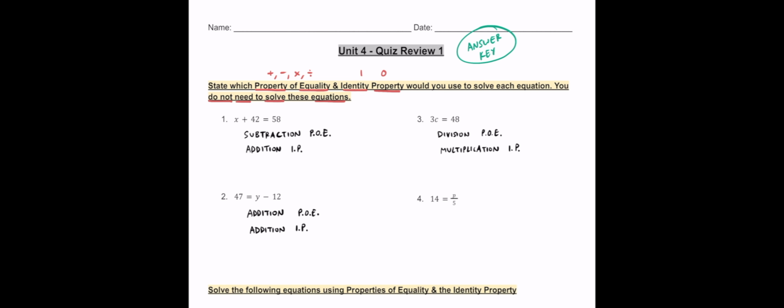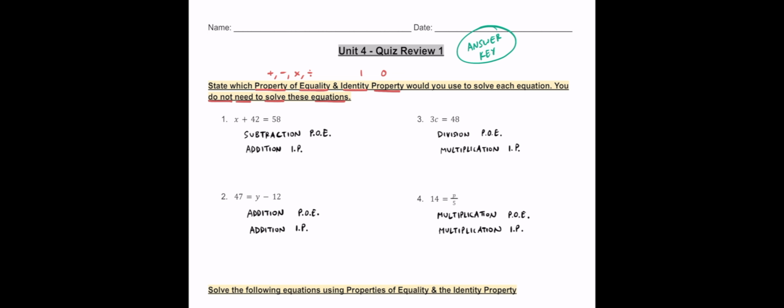For this next one, we have 14 is equal to p divided by 5. If we were going to solve this, we would multiply both sides by 5. So I'm going to write multiplication property of equality. Then we would get 1p on the right side, which simplifies down to p. That's the multiplication identity property. Again, there are only 2 identity properties, and there are 4 properties of equality. So just make sure we know our properties. That's what we're reviewing for these first 4 questions.